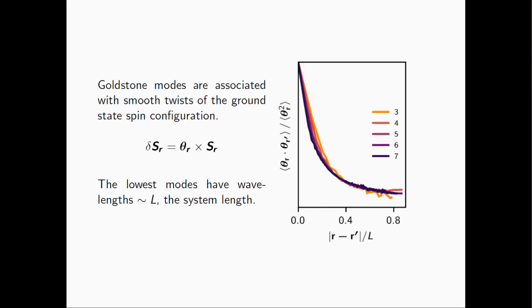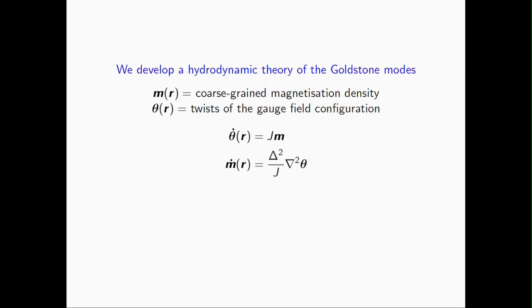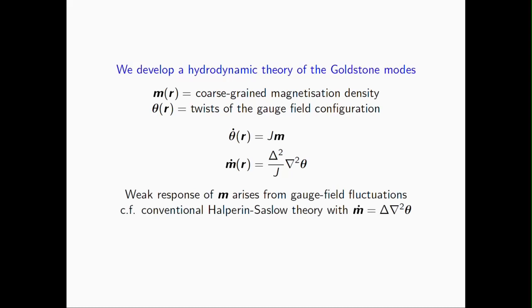So what do we do? We develop a hydrodynamic theory of the Goldstone modes, working with a coarse-grained magnetization density and a vector field describing the rotations. We determine the equations of motion describing low-energy spin waves in the pyrochlore spin glass. Looking at the second of our equations here, we see that the response of the magnetization to the twist is extremely weak. And this is arising from the low-energy gauge field fluctuations. This result is not captured by the conventional Halperin-Saslow theory of spin waves.